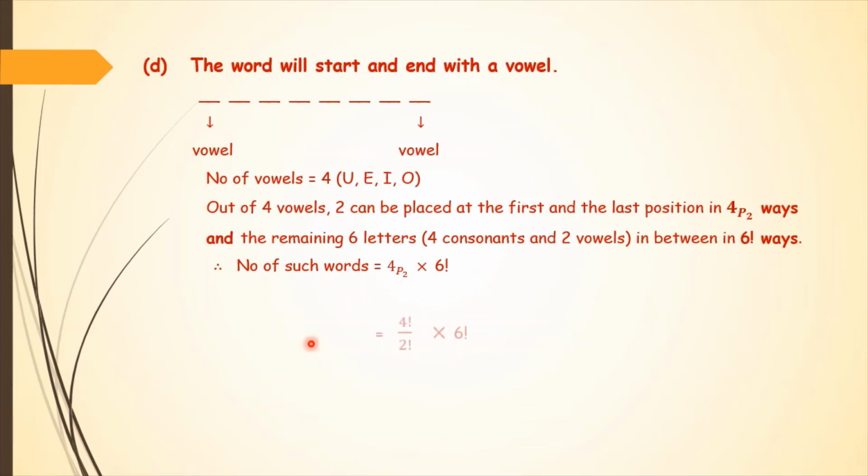So here 4P2, when you apply the formula, you will get here 4 factorial upon 2 factorial multiplied by 6 factorial. By doing the calculations, finally we will get here this 2 factorial can be cancelled, and we will get 4 into 3 into 720. So answer is 8640.